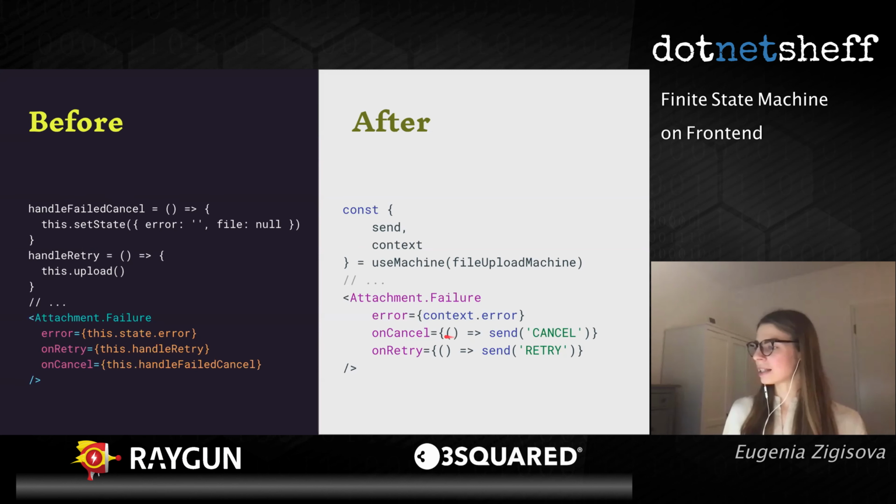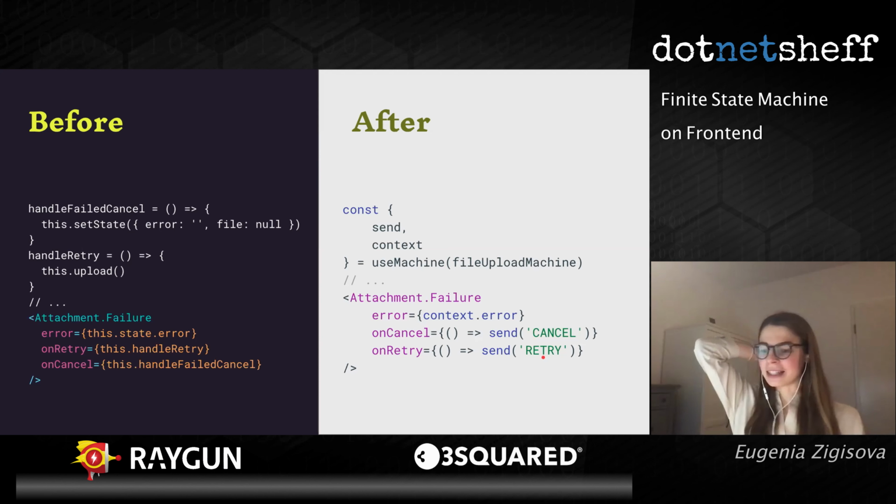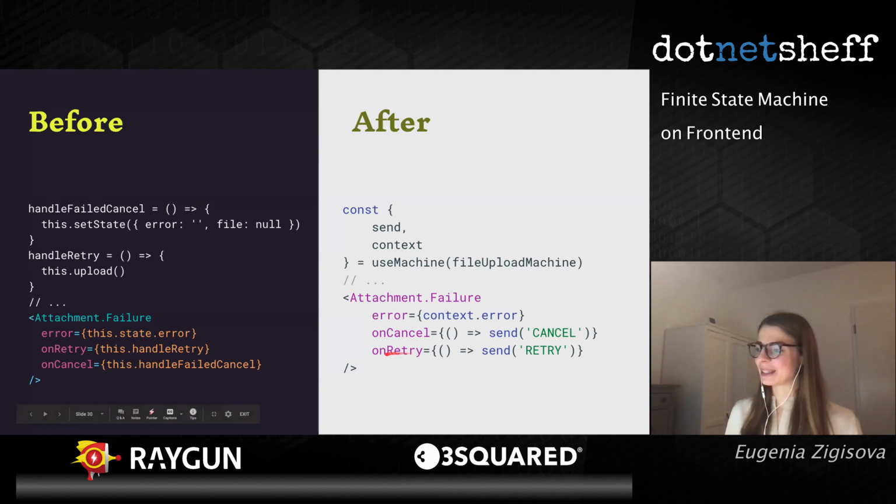And in our case, we are in the failure component, and when the user presses cancel, this component sends a cancel event to the state machine, and that means the machine will transition to the idle state. The same thing will happen with retry, but it will transition to the loading state. So your component doesn't need to decide what to do with this scenario. It's up to the state machine.